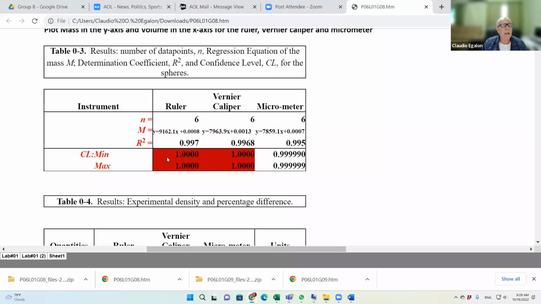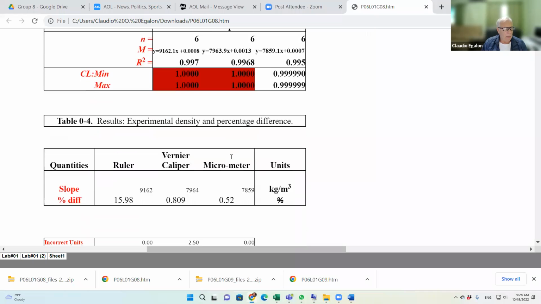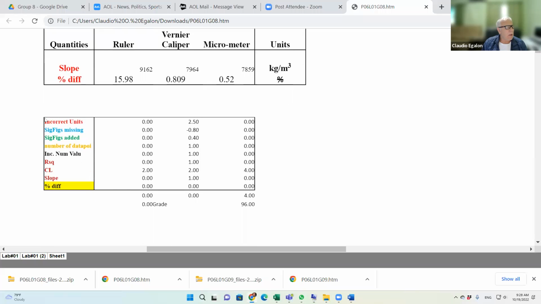So group number 8 missed the CL for the ruler and the vernier caliper. Everything else is correct, and here is the rubric, right? I wrote the software, so group number 8 missed 2 CLs. For each CL, I'm subtracting 2 points, right? So in this case, group number 8 is being subtracted 4 points of the whole grade. So group 8 got like a 96%. Okay.